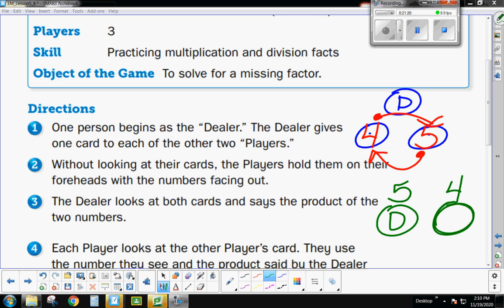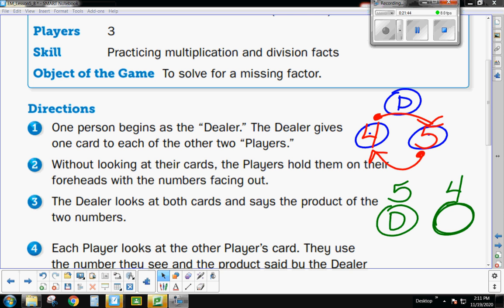This is a really fun game to play. You can try to do it as quickly as possible. And the person who guesses the correct factor gets to keep the card, and that's the way you can keep score. So if you guess it correctly, you get to keep it. If you're playing with 3 people, it's who guesses it the fastest, and that person gets to keep it.